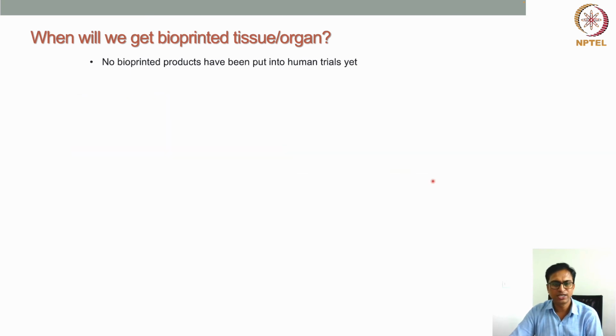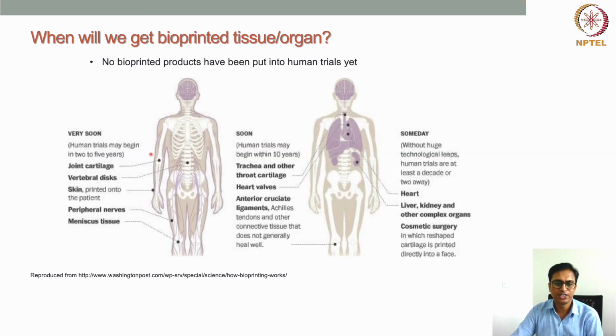Now let us understand exactly how different tissues can progress. I have taken this from this link, so please go through this link to understand this further. Probably a few tissues like joint cartilage, vertebral disc, and skin can be developed within 2 to 5 years' time, and that can be used. Peripheral nerves, meniscus tissues, all these things can be developed in a few years, and probably can be used for clinical application within 5 years or so.